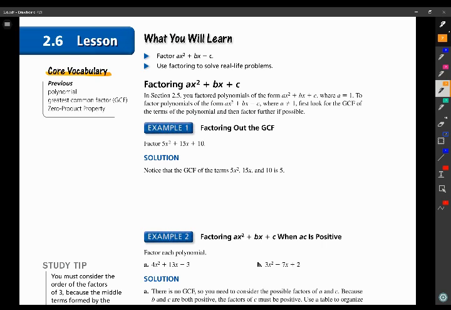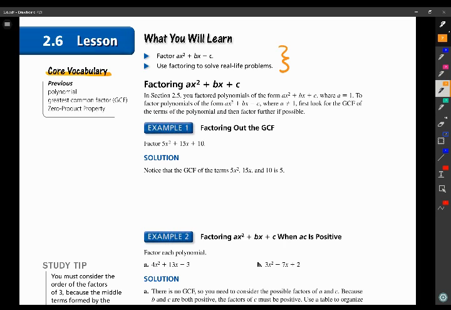So 2.6 is on factoring quadratics. So ax squared plus bx plus c. In 2.5, a was always 1, but now a can be something other than 1. So that's what we're going to learn in this section. We're going to try to do that, and we're also going to try to apply that to a real life problem.